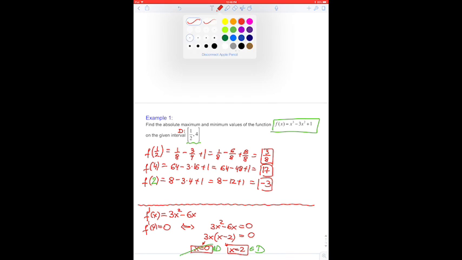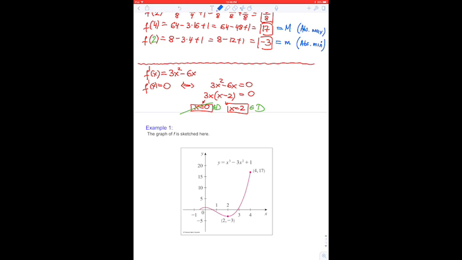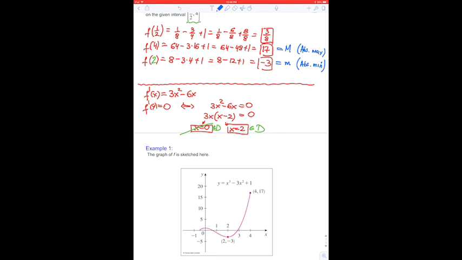Okay, now I see that this looks like my lowest number. Let's say m will be the absolute minimum value, and this looks like the highest number, the absolute maximum. Okay, the first question is done. And I think I have a graph where we can see the highest point, 17.